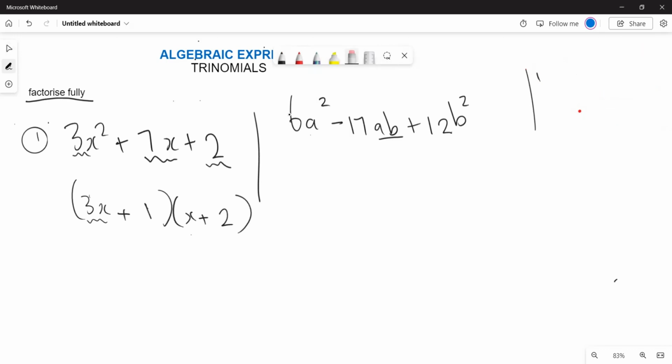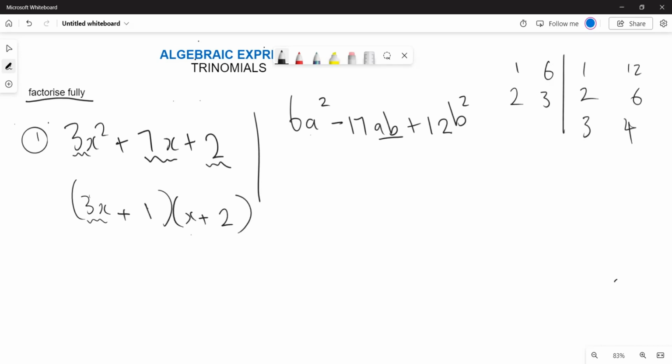Now, let's say you have this. What is it that you are going to do? Look, the first one, you are having 1 and 6 as factors. You are also having 2 and 3, right? While the last one, you're having 1 and 12, 2 and 6, and 3 and 4 as factors, right? But we want those that, when you multiply them and then add them, are going to give you your 17, right?